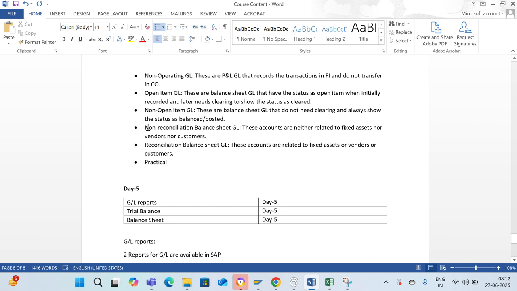Next classification within the balance sheet is whether it is a reconciliation GL or non-reconciliation GL. Both are classifications of the balance sheet itself. If the GL account is related to fixed assets, customer and vendor, then it is a reconciliation balance sheet GL. But if it is not related to these three categories, customer, vendor and fixed assets, then it is a non-reconciliation balance sheet GL.